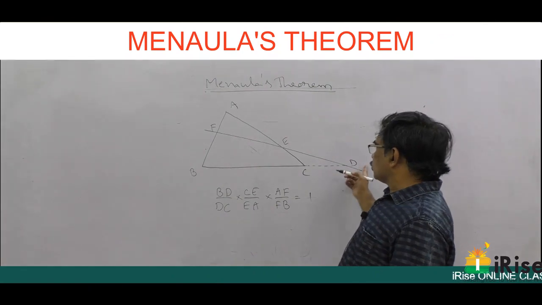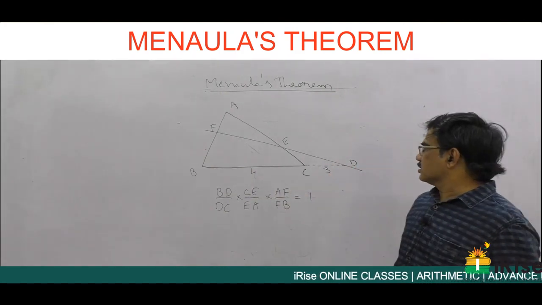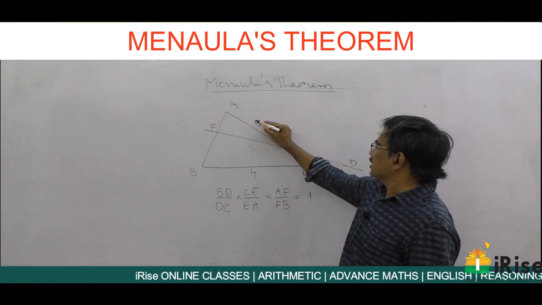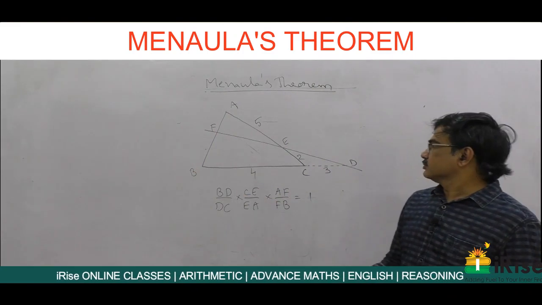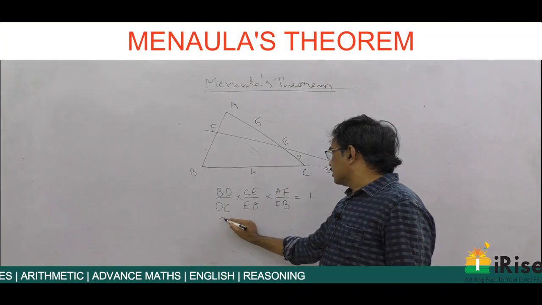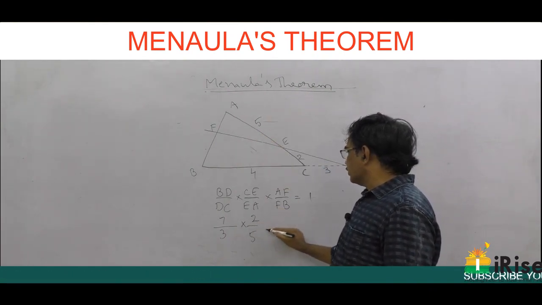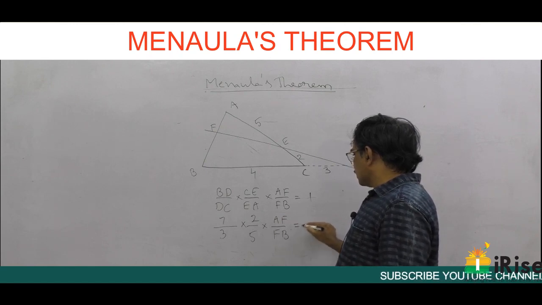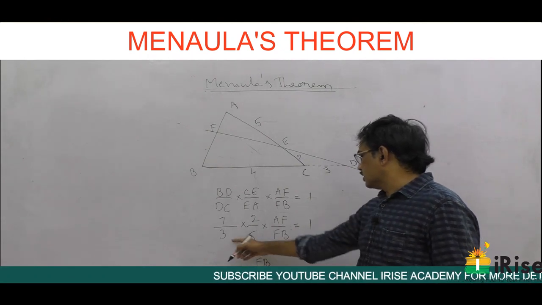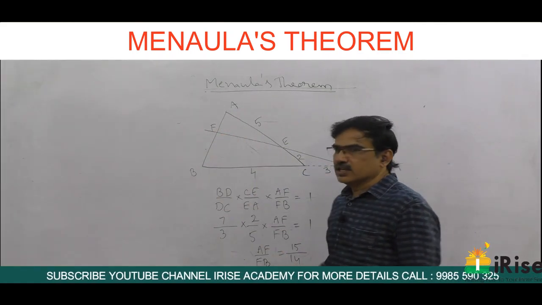For example, if this BD is totally 7 units, let this be 4 units and this some 3 units. BD 7 parts, DC 3 parts. Okay, and let this be 2 parts and this some 5 parts. Then what is AF by FB? So here BD by DC is 7 by 3 into CE by EA 2 by 5 into AF by FB is equal to 1. Here AF by FB is equal to 15 by 14, nothing but 15 parts is to 14. AF is to FB is equal to 15 is to 14.